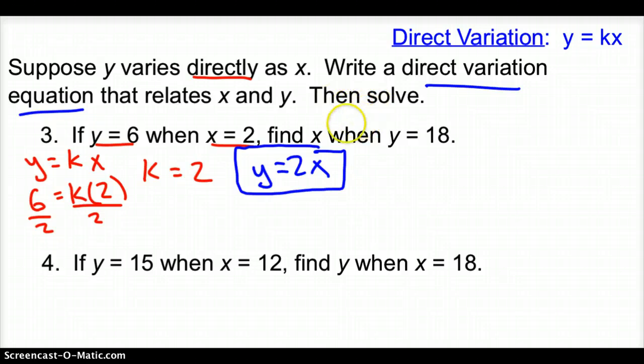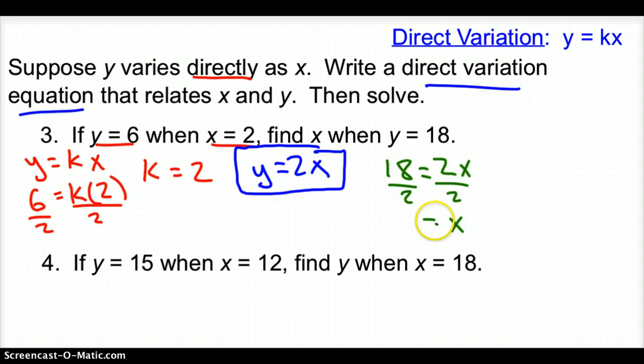Now I want to solve the equation for the last half of the sentence. It says find x when y is 18. So now I'm going to take this 18 and put it into the equation you just found. So it's 18 equals 2x. I'm solving for x, so I divide by 2, and x equals 9. And so I found my x. And this would be an answer, and this would be your equation.